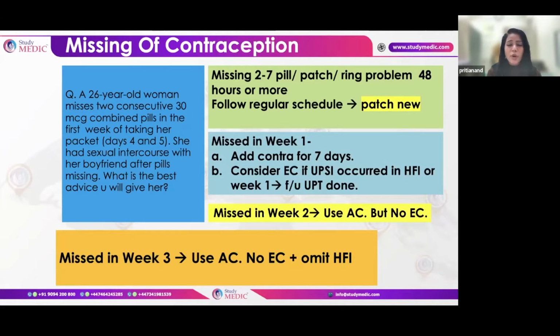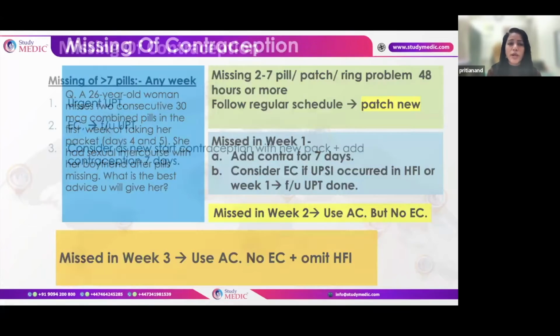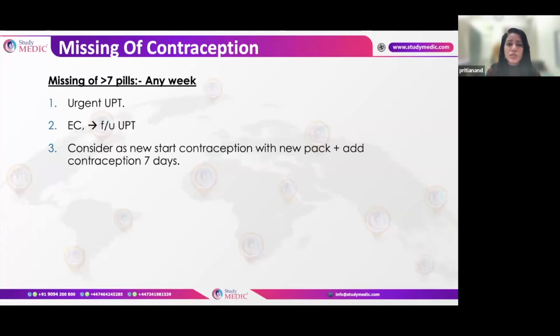If this problem occurs in week 3, then the patient has to take additional contraception, as well as omit the hormone-free interval, but again, emergency contraception is not required. If anything is missed for more than 7 days, then it is considered that the whole packet needs to be started again. So you have to do an urgent UPT if there has been UPSI. You can consider starting any type of CHC with the additional cover of 7 days. And if there has been UPSI, then EC is also required.